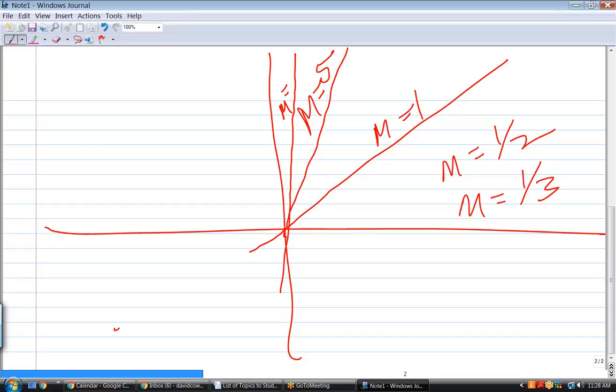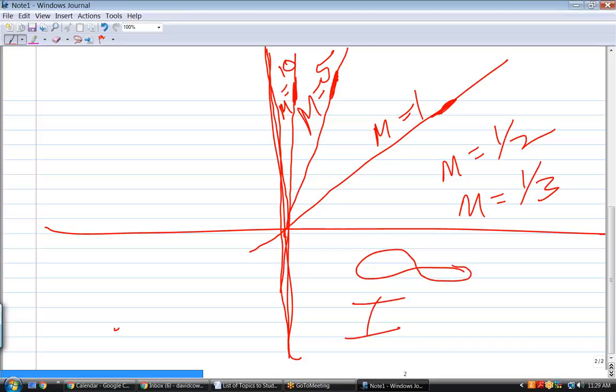In other words, this is 1. This is steeper, that's 5. This is steeper still, so that would be probably like 10. What's a vertical line going to be? Well, it's just infinity. Do you see why? The slope is infinite.